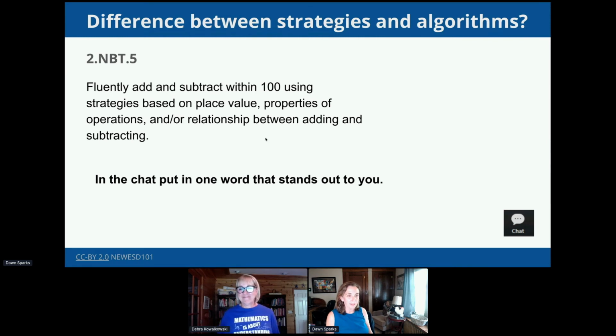Place value, relationships. Oh, I'm loving these people. They're coming. Strategies. Strategies and strategies. The relationship between adding and subtracting.